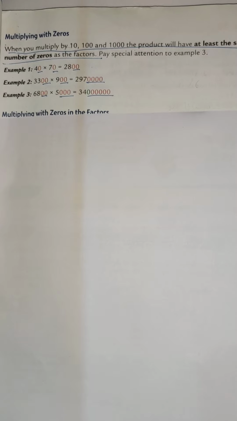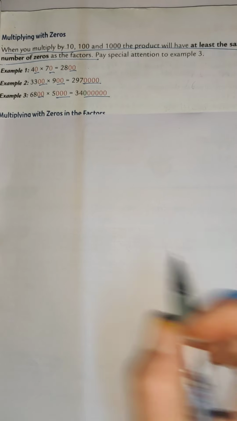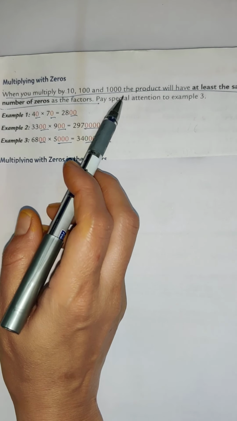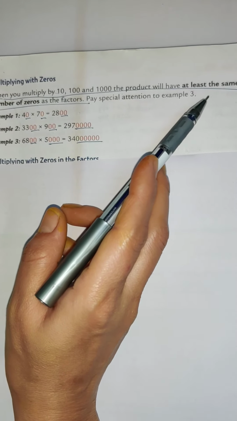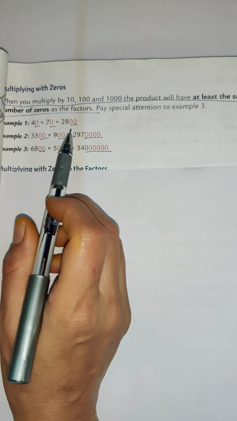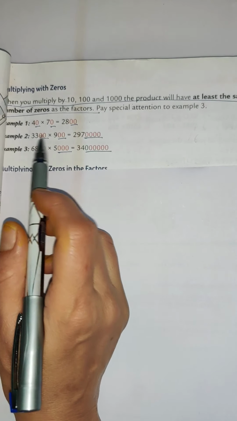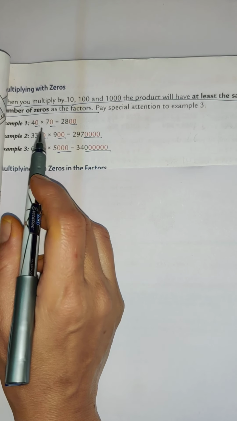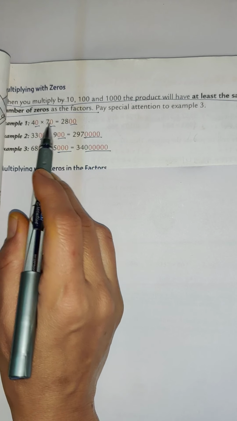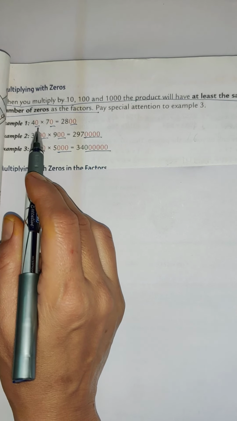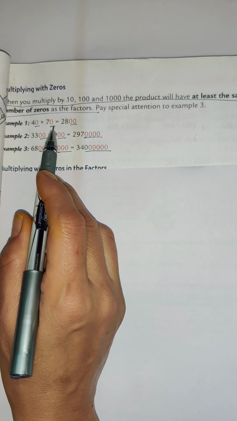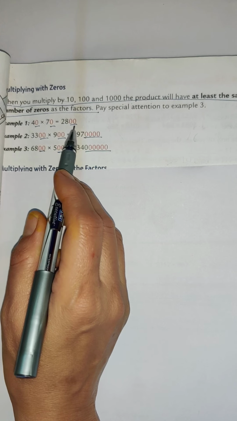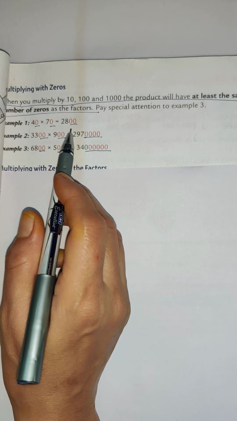Now let us revise how to multiply with zeros. So we have learned that when you multiply by 10, 100 and 1000, the product will have at least the same number of zeros as the factors have, like 40 multiplied by 70. So here we can multiply the non-zero numbers 4 and 7 first. We will get 28, and this 0 and this 0, we got 2 zeros in the factors. So we can place these 2 zeros in the product.